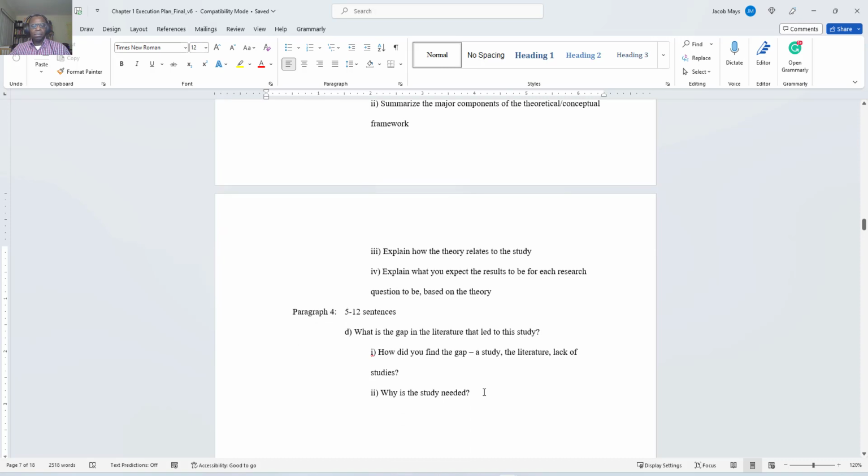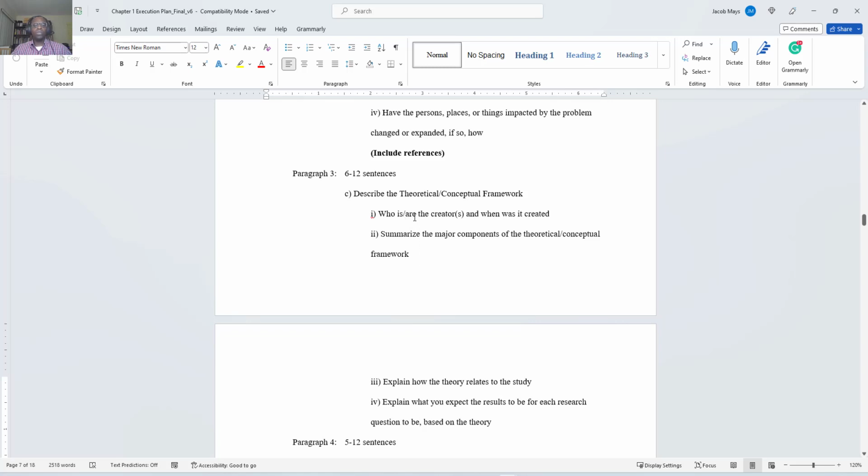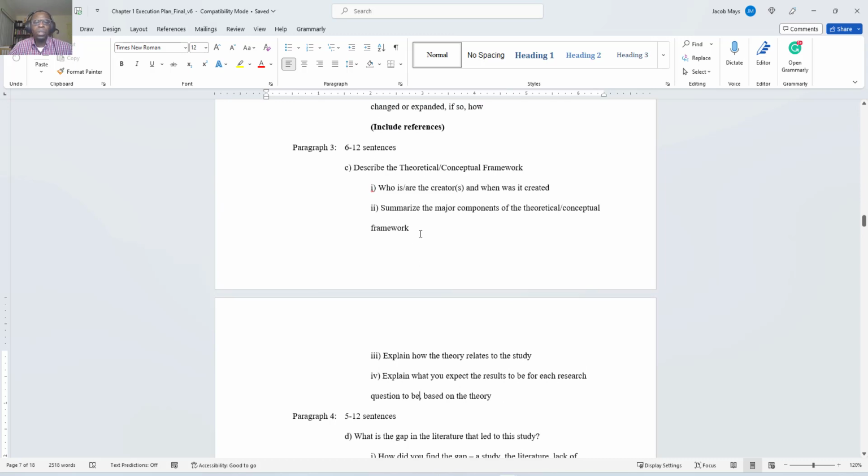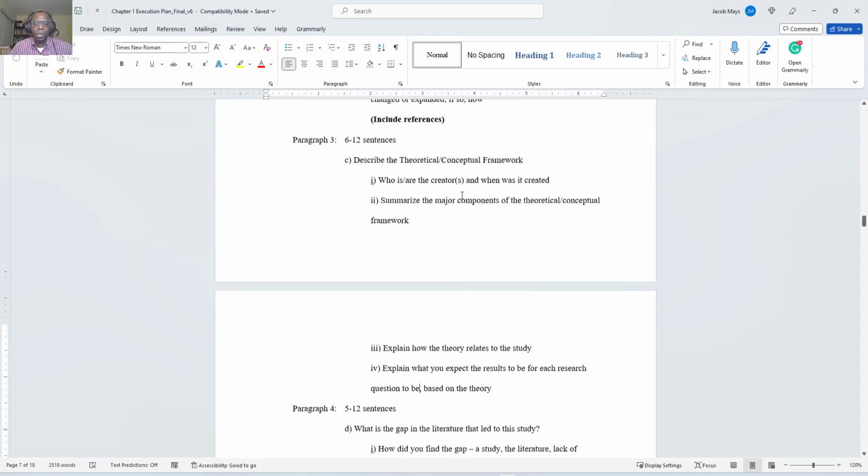Now, finally, and this goes for if you have more than one conceptual framework or theoretical framework, what you're going to do is follow this pattern for each one. So you would do it for paragraph 3, and then you would repeat this for paragraph 4. Okay? But we're going to assume in this example that we only have one theoretical or conceptual framework.